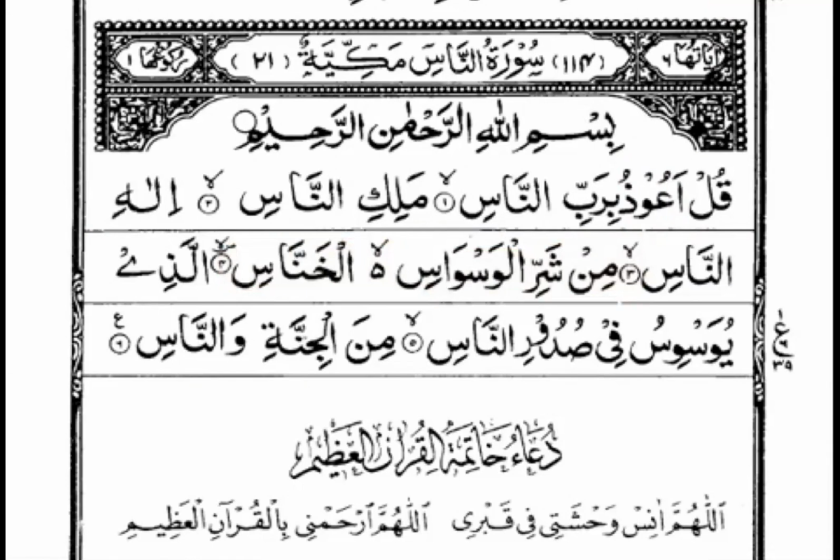Okay, let me just mark here. There's a ra here and there's a waw here. Ra is empty mouth because the ra has a kasra. I know it's got a shadda, but it's got a kasra underneath, so it's going to be min sharri, not min sharri.